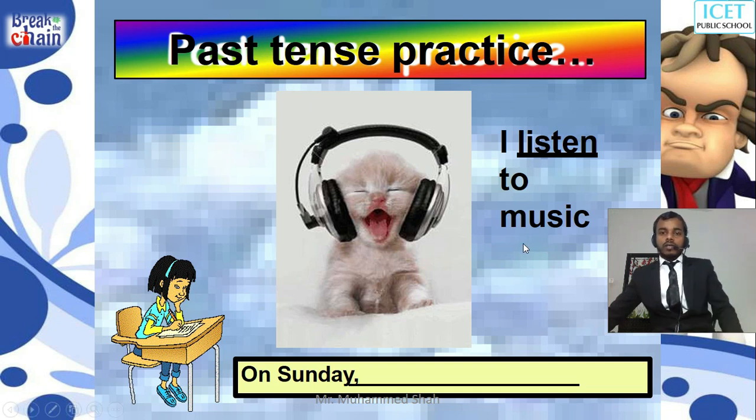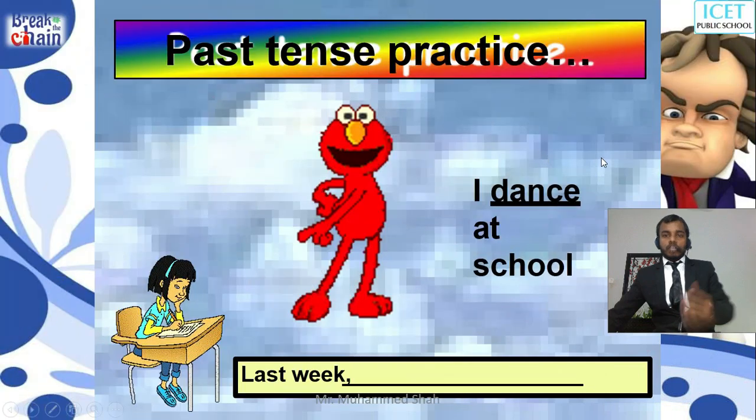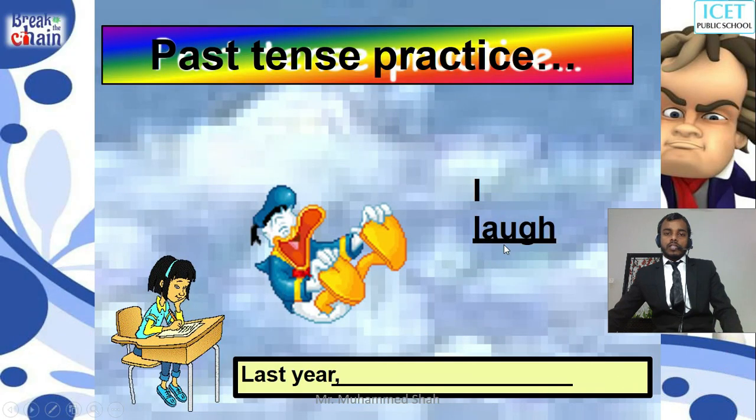Then, I jump, yesterday is given. You know the past form of jump, you can write it. Another example, I dance at school last week. The past form of dance, you can write only d. I danced at school. That is the past form of this sentence. Like this, you can write this also. I laugh last year.